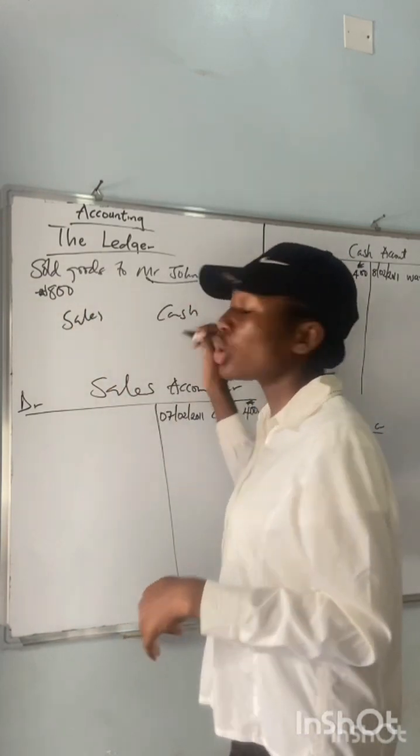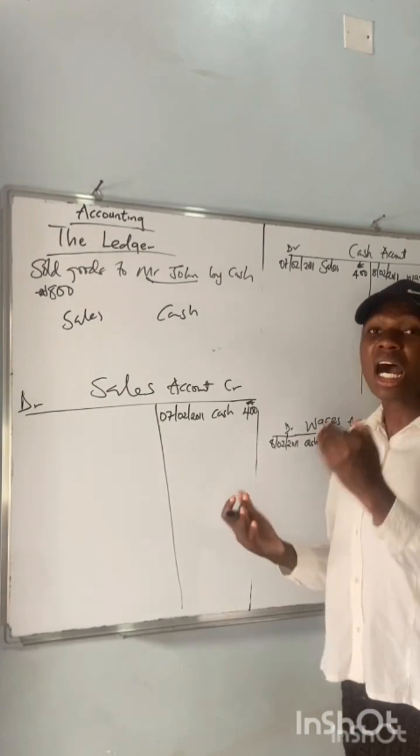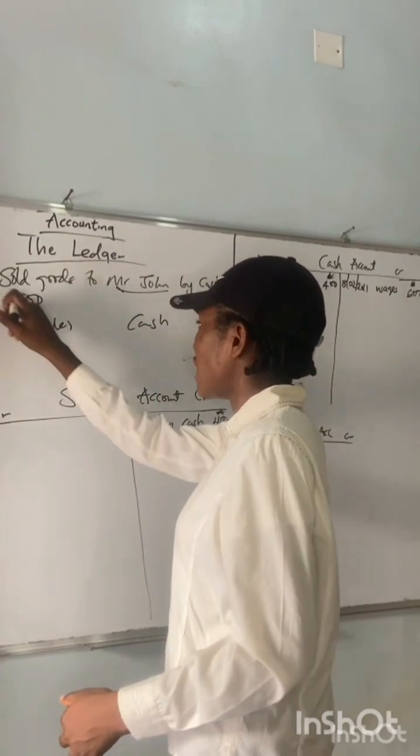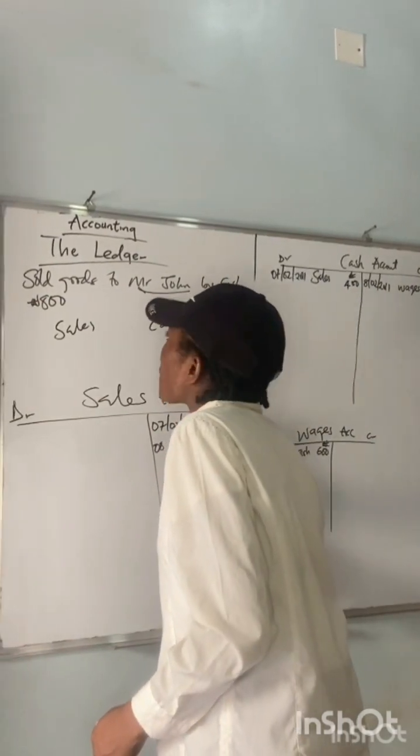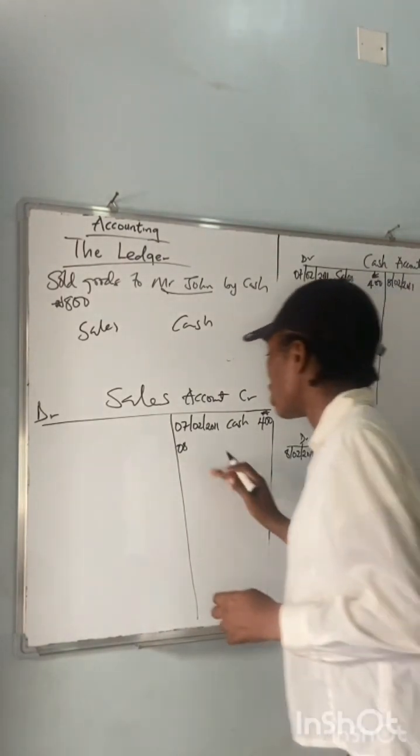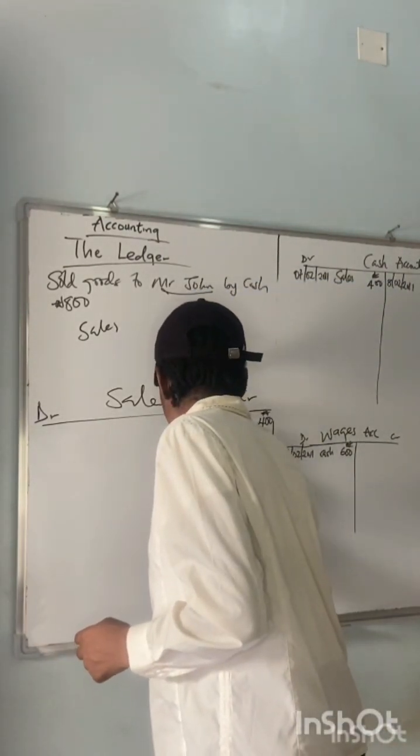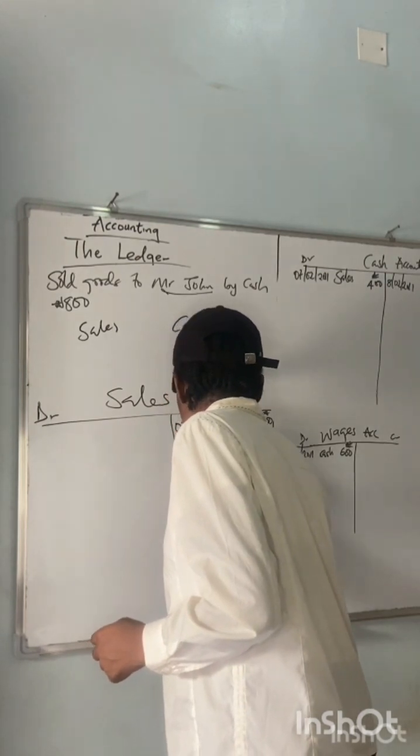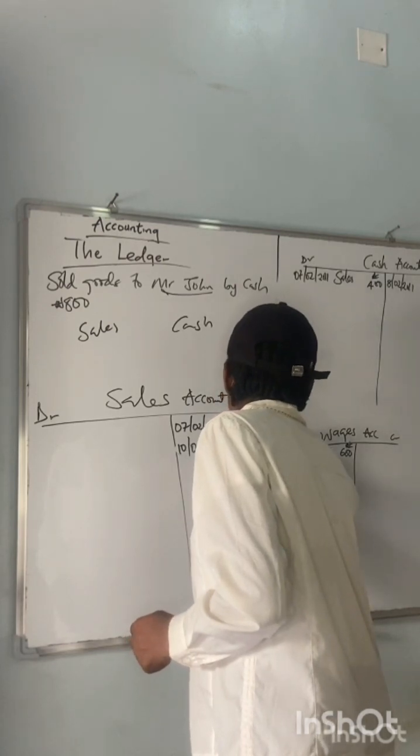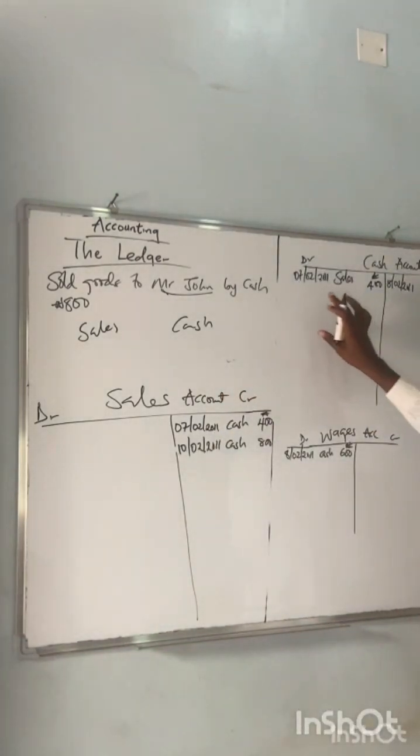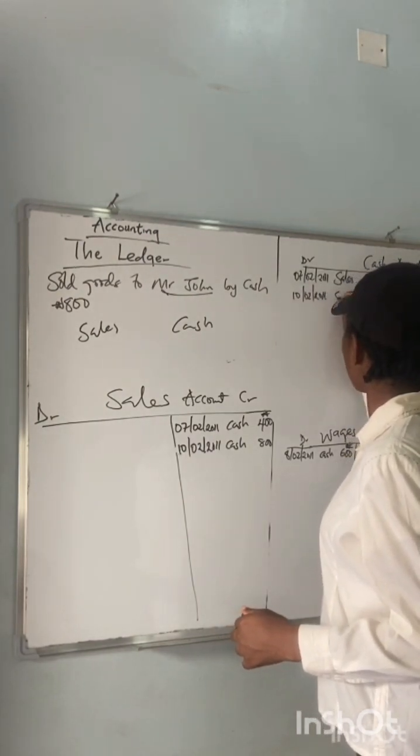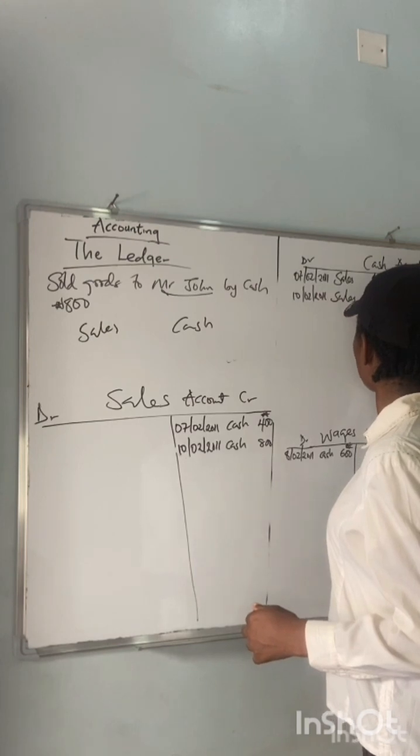So we're going to be looking at our sales account and our cash account, because he paid immediately. Our sales was increasing and our cash was also increasing. So we just entered for our sales account on the 10th of February 2011, a cash sale of 800 naira. And then we come to our cash account on the 10th of February 2011, and we have sales of 800 naira.